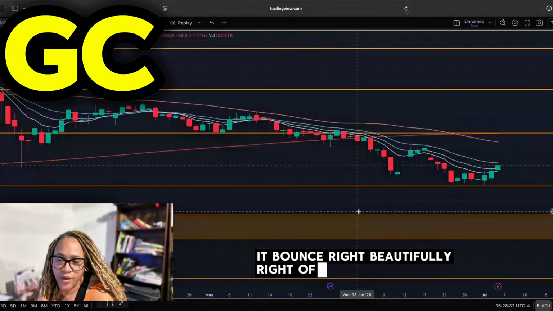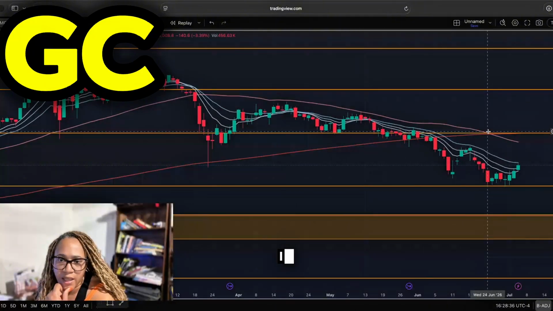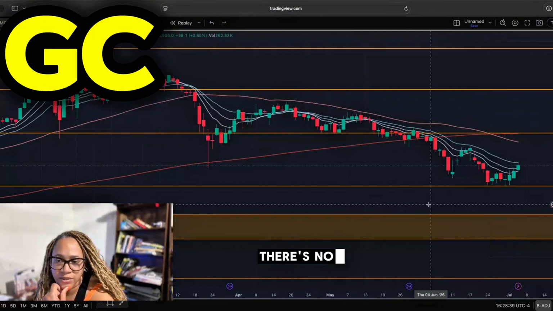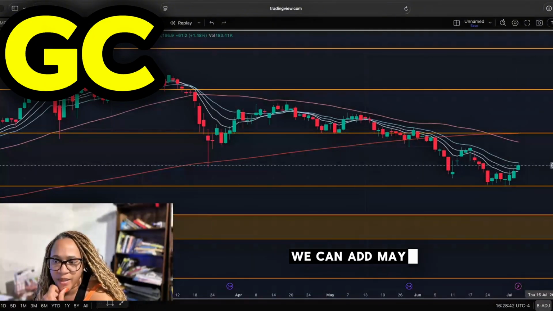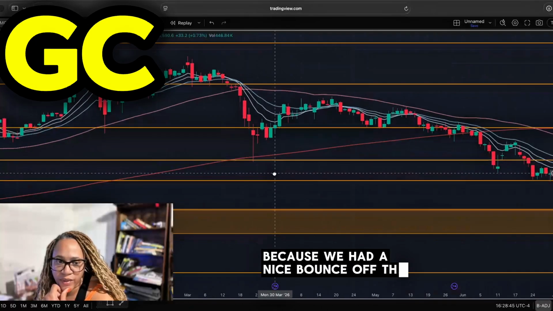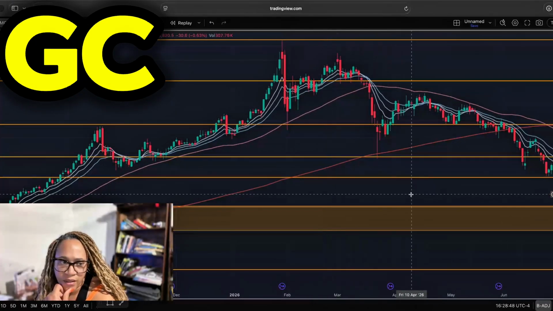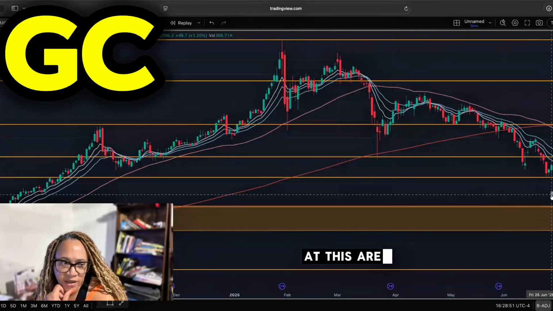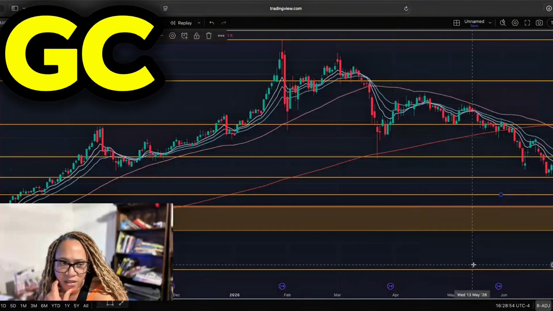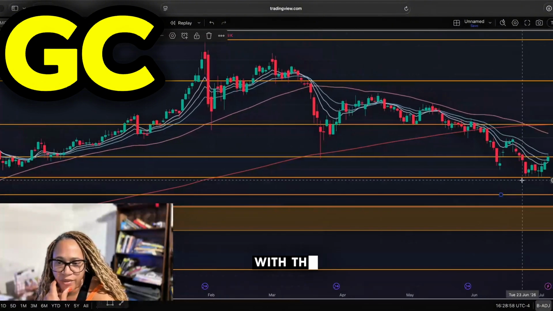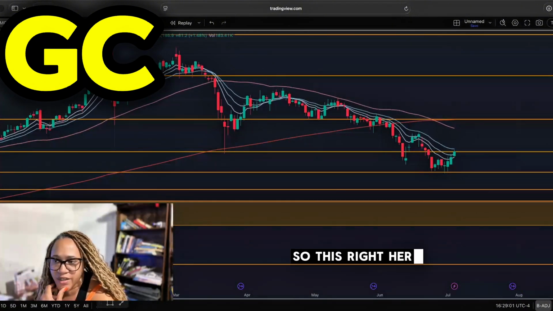It bounced beautifully right off of that support area. I am going to leave these lines here. There's no adjustment that needs to be happening. We can add maybe support right here because we had a nice bounce off that wick off that area. We can probably do something right here at this area at 37.80. And that will put us right back at the consolidation area. So this right here is a beautiful time.